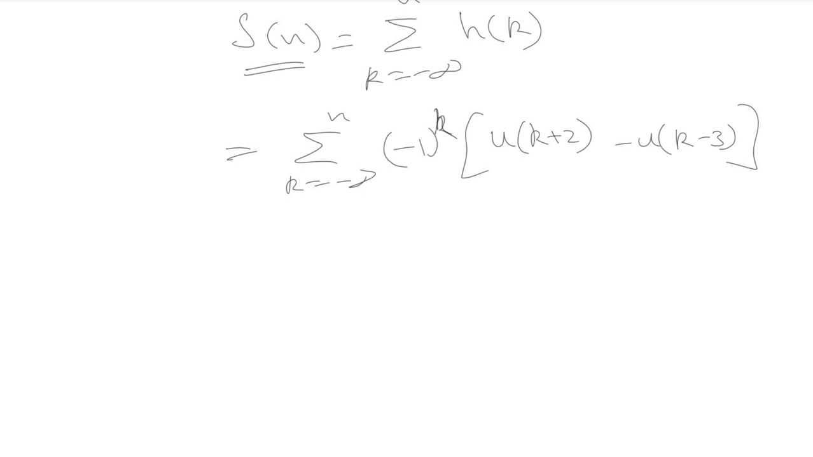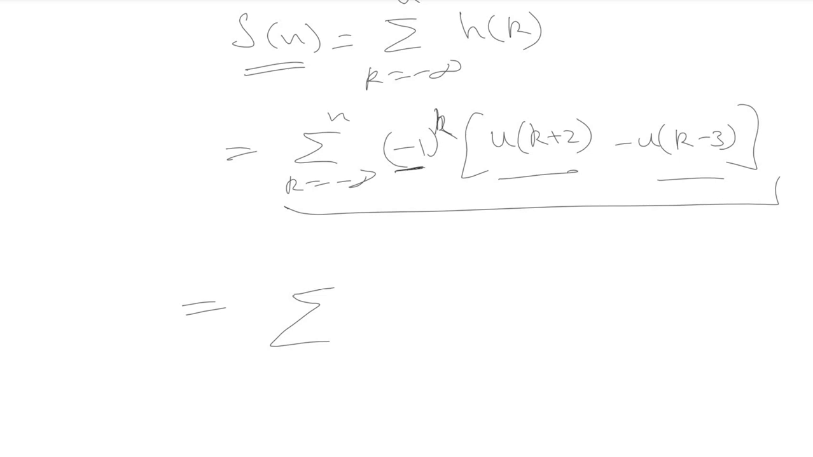Now it is further simplified. We can break this expression into two parts, and this minus 1 raised to power k is the common term, which is multiplied by two shifted unit step functions. So accordingly we can change the range of this summation operator, that is for U of k plus 2, the range will be k from minus 2 to n. The value will be (minus 1) raised to power k, minus summation k is equal to 3 to n (minus 1) raised to power k.